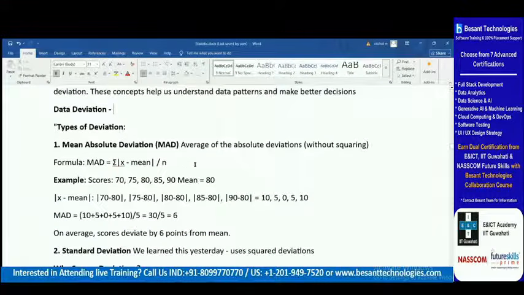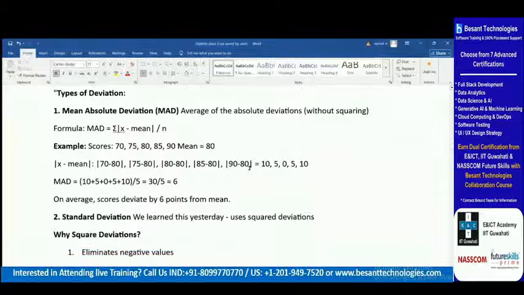Okay. So firstly, we'll start with data deviation. This data deviation is of a few types. One is the mean absolute deviation, which is also called MAD. It is the average of absolute deviations without squaring. For standard deviation, we square everything and then calculate, no? But in MAD, we won't be squaring anything. Directly we do the summation of |x minus mean| divided by n.